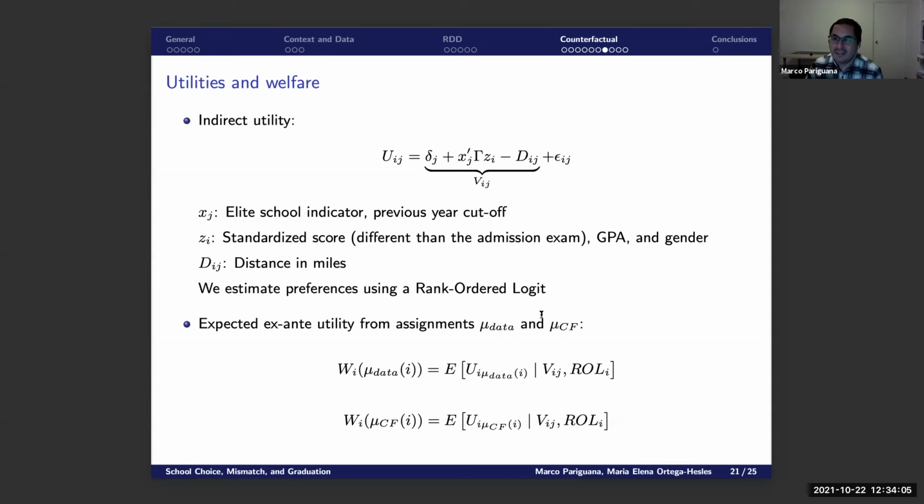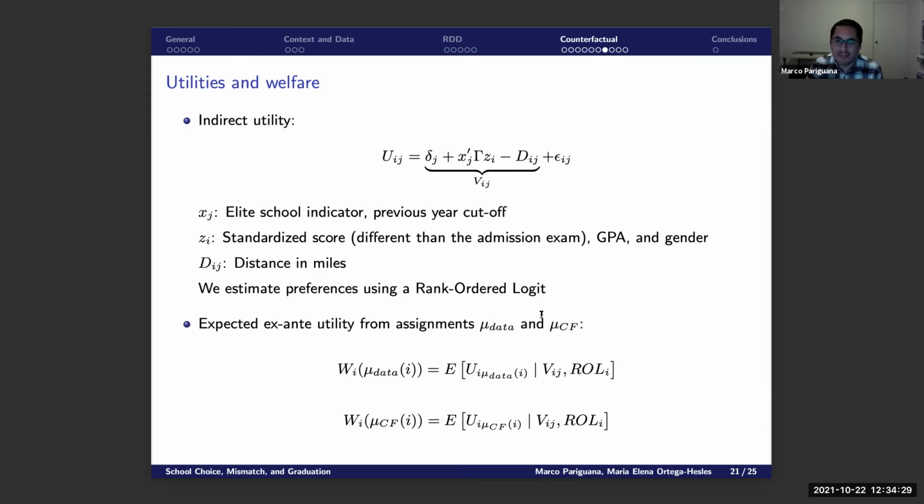And having distance is going to help us with adding some cardinality to this measure, because as you can see, we rescale the coefficient of distance to 1. We normalize the coefficient to distance to 1, such that the utilities are measured in miles. So we're going to estimate the preferences from the rank order list. After we do that, we can calculate the expected ex-ante utility from the assignments the student obtained.